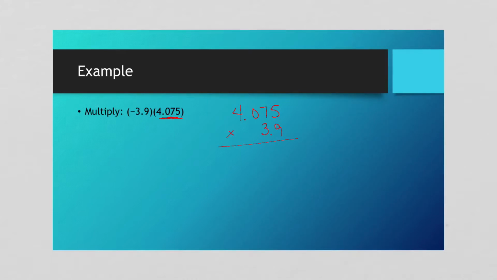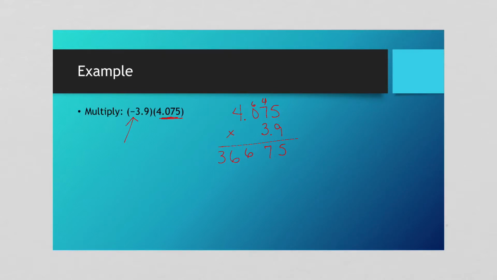Notice how I didn't put that negative sign in the front. The reason why I didn't do that is because I don't want it to look like I'm subtracting. But my final answer, I need to remember that my final answer is going to be negative because I have a negative times a positive. So now I'm just going to go ahead and multiply. 9 times 5 is 45. Carry your 4. 9 times 7 is 63. Plus 4 is 67. 9 times 0, 0 plus 6 is 6. 9 times 4 is 36.